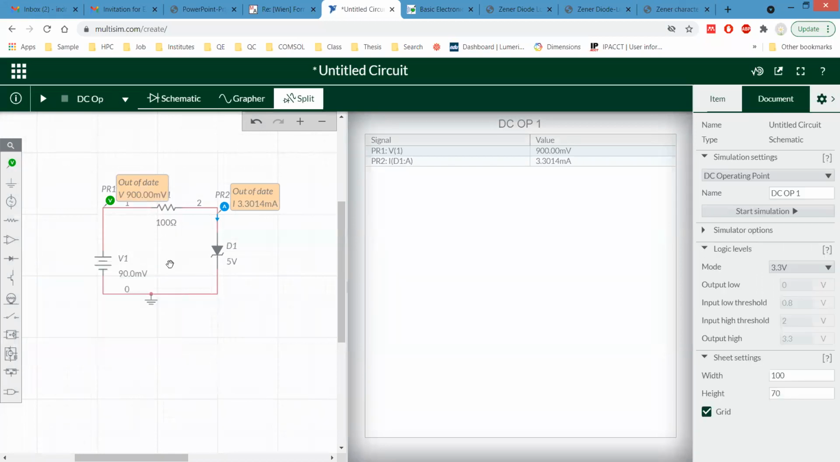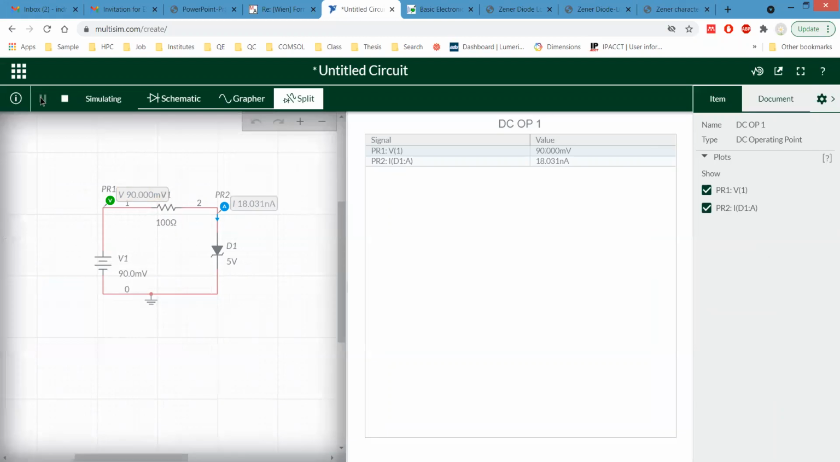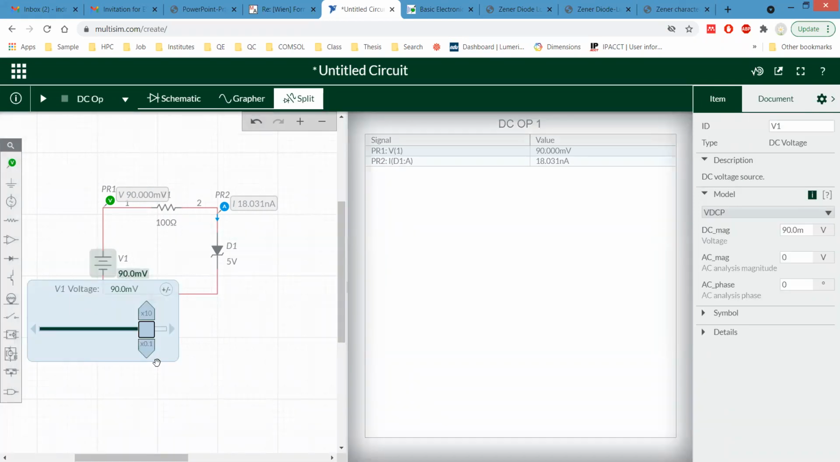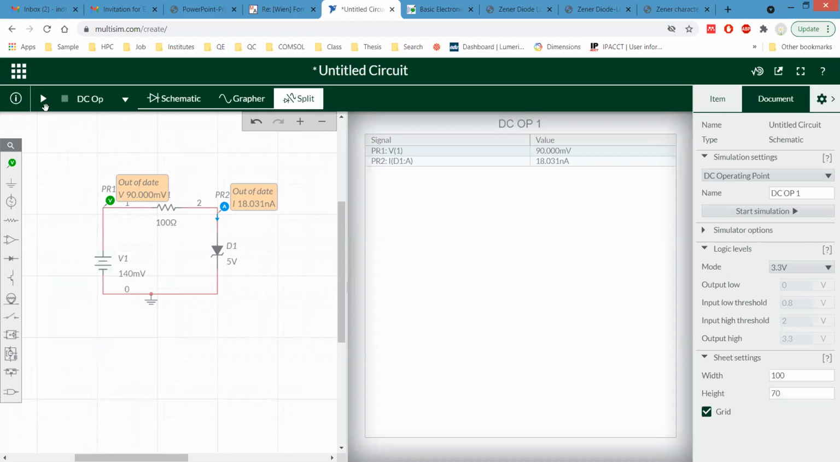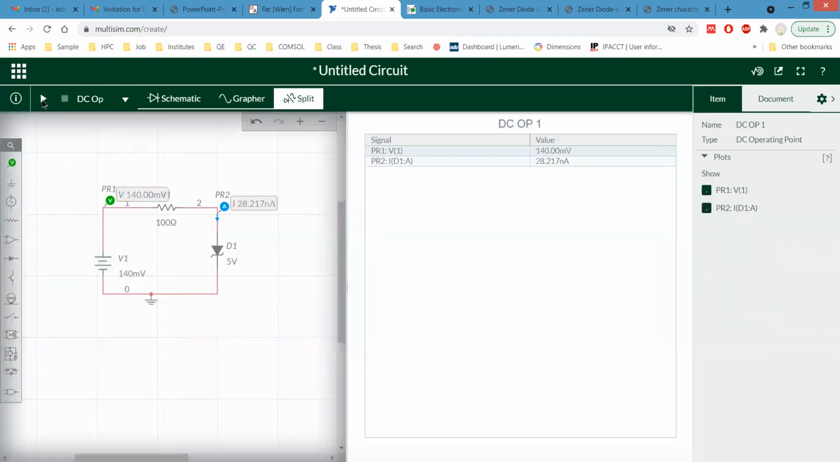Let's say for 90 millivolt, yeah, it is in nanoampere. Okay, Saurabh, please note it down. For 90 millivolt, our current is 18 nanoampere. Yes, sir, noted. Okay. Then for 140 millivolt, still the current is 28 nanoampere.